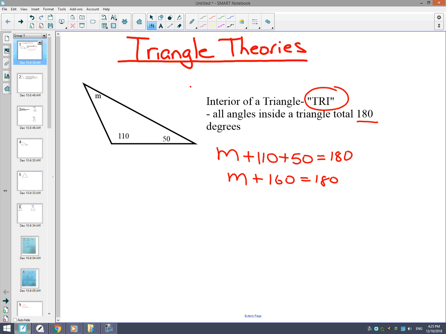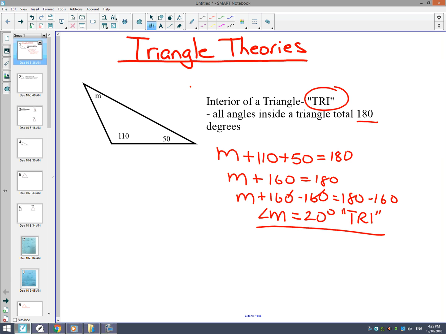degrees. Now I want to know what just M is, so we'll isolate for it by getting rid of the 160 on both sides. M equals 180 minus 160. So angle M is equal to 20 degrees, and the proof we're going to use for this one is tri, interior of a triangle theory. And this is what your full answer should look like when you're done.